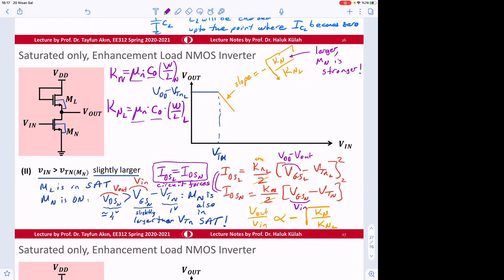Okay, so this is an interesting definition. Then the slope will be sharper. So if that value is larger, then the slope will be larger. Is that clear?